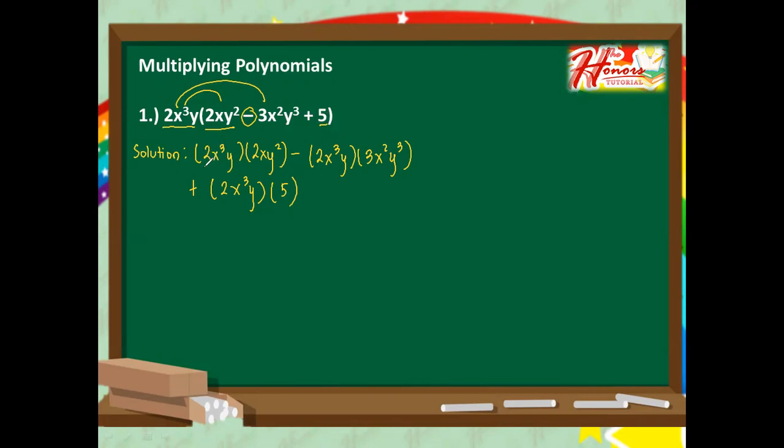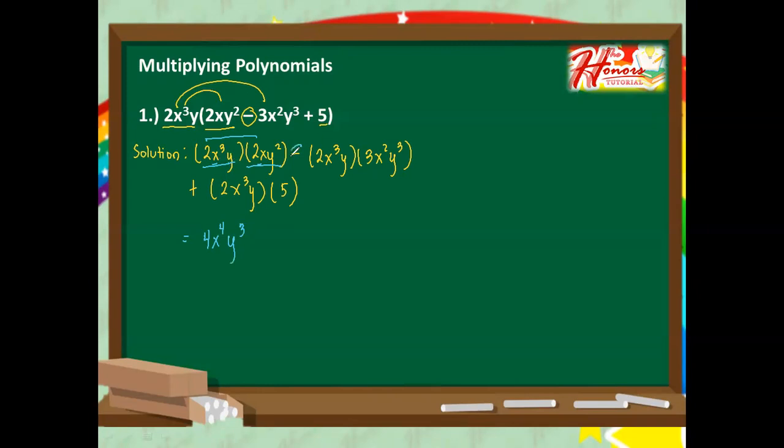So let's have this first. Multiply the numerical coefficients, which is 2 times 2. So 2 times 2, that's 4. And then have the variables, which is x cubed and x. So add the exponents, 3 plus 1, that's 4. And then for the exponent of y, we have here 1 plus 2, that's 3. So y cubed. So that is the answer for this.